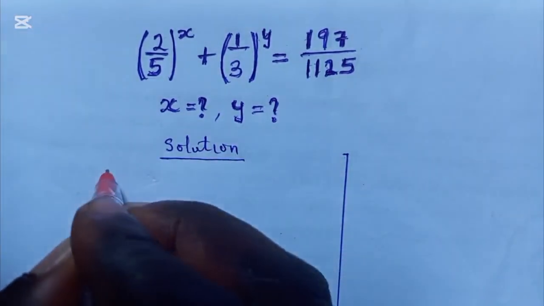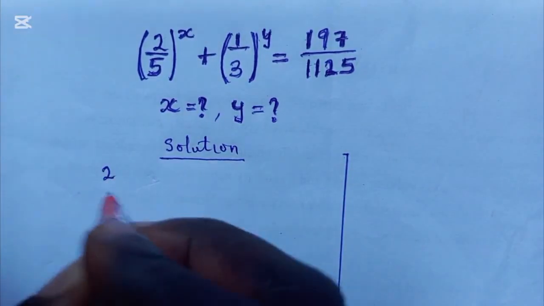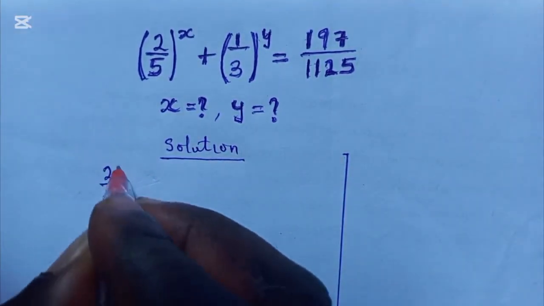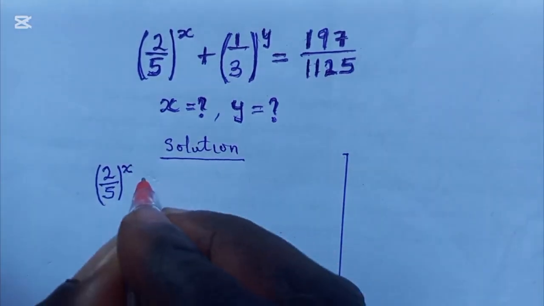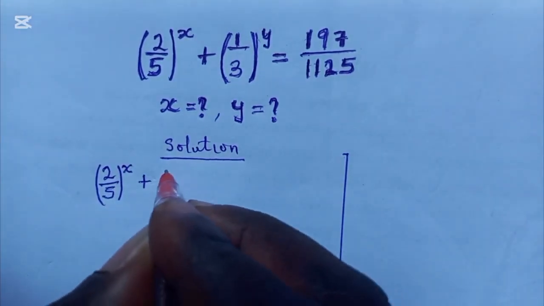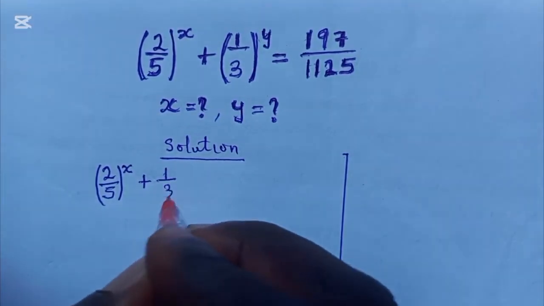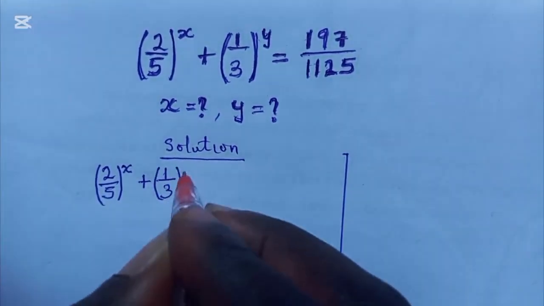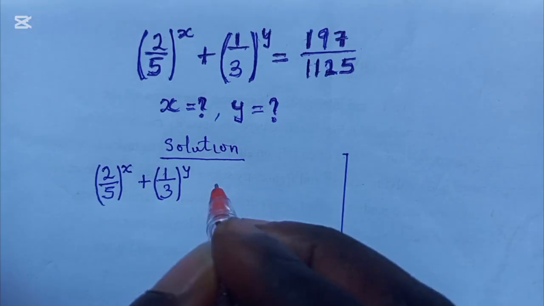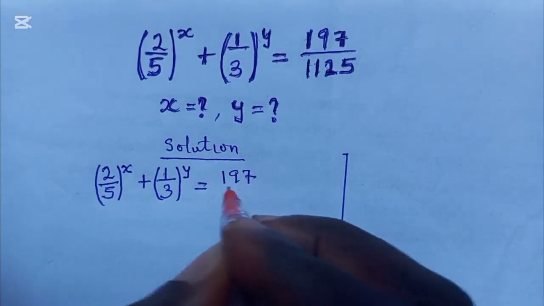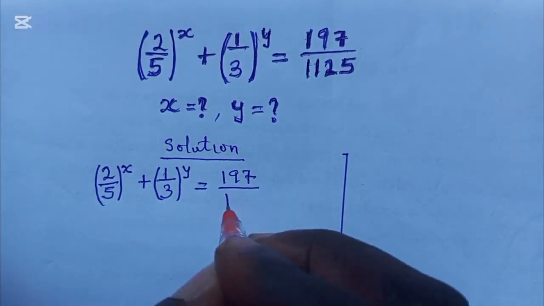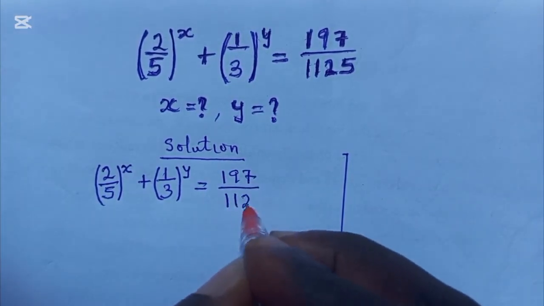Solution. So we have (2/5)^x + (1/3)^y = 197/1125.